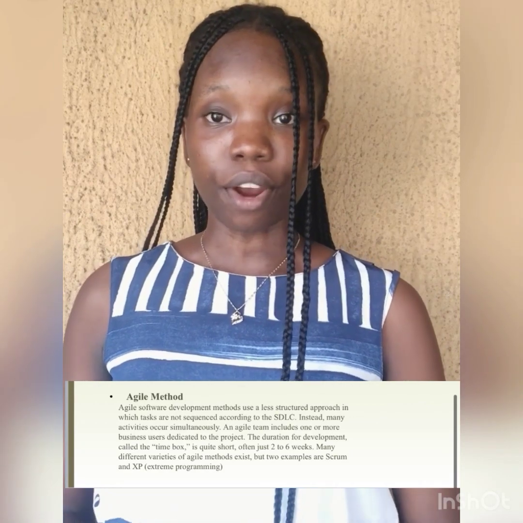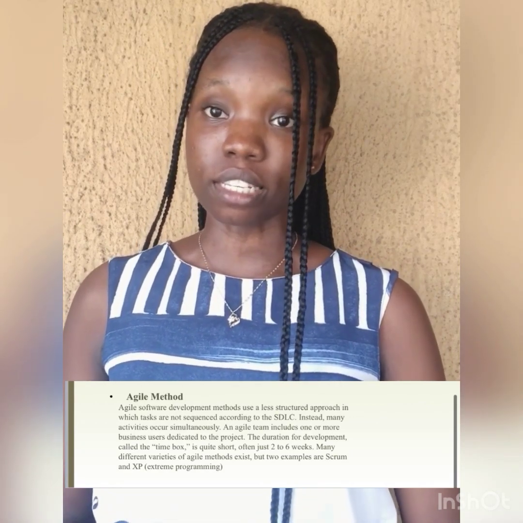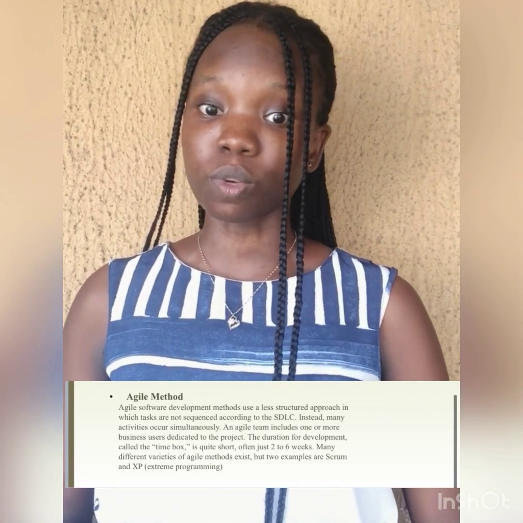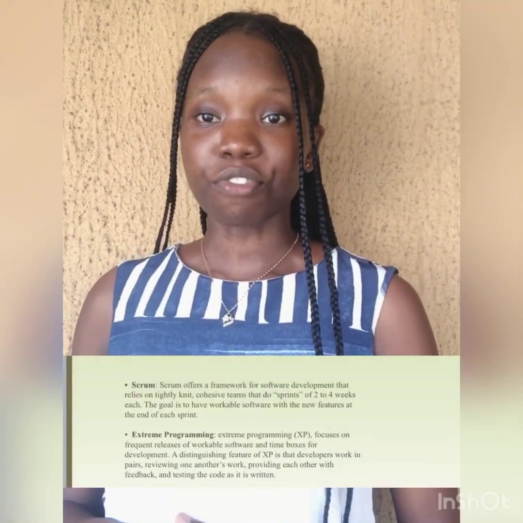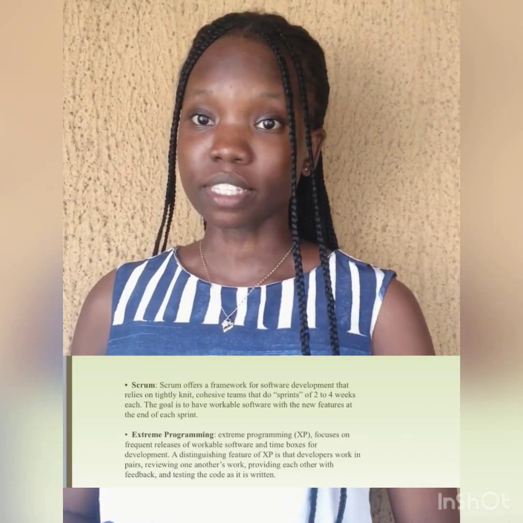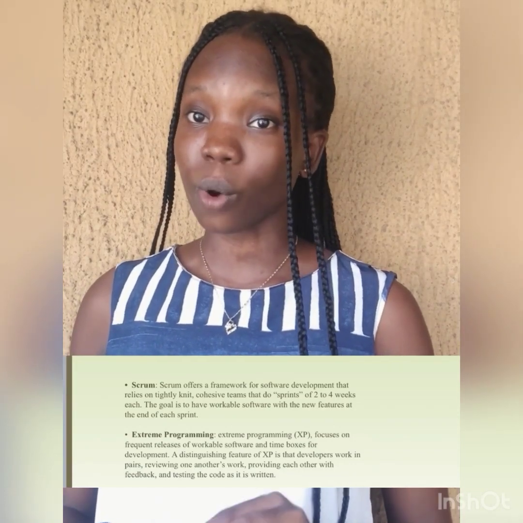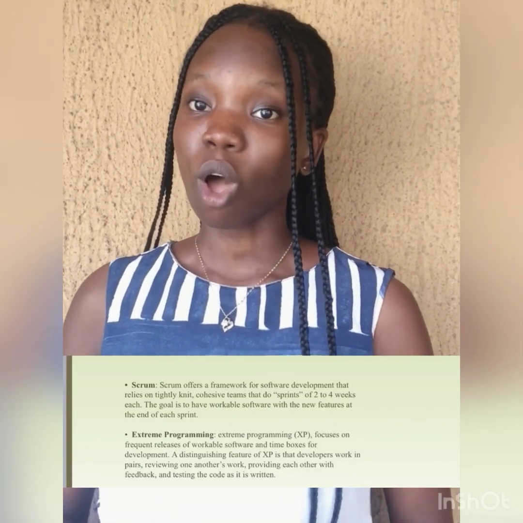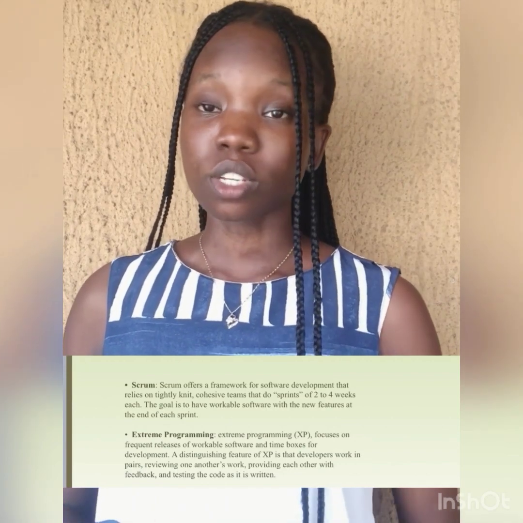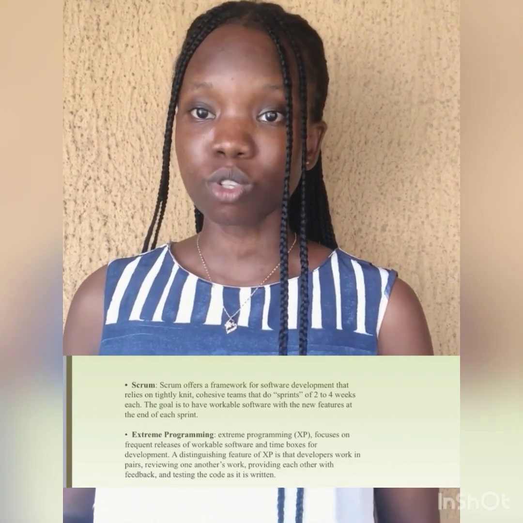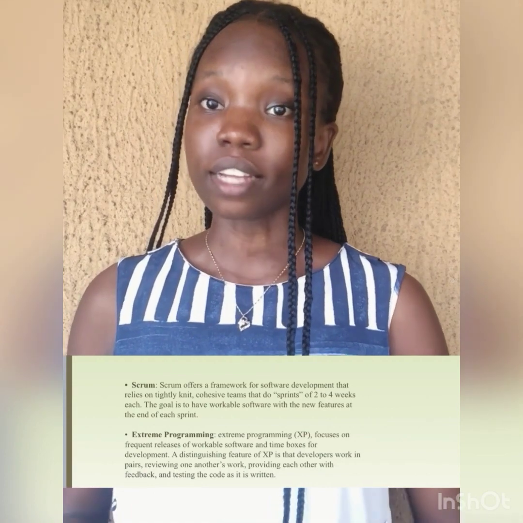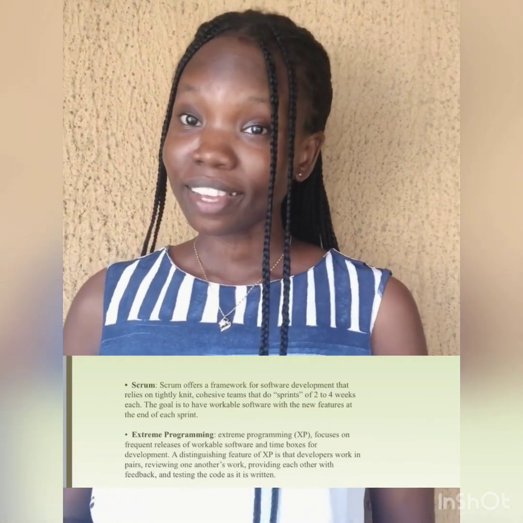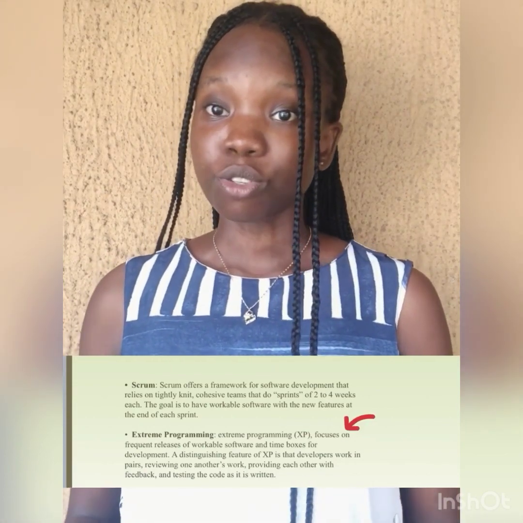Many different varieties of the Agile method exist, but there are only 2 examples, which is the Scrum and the Extreme Programming. Scrum offers a framework for software development that relies on tightly knit cohesive teams that do sprints of 2 to 4 weeks each. The goal is to have a workable software with new features at the end of each sprint. Another example is the Extreme Programming.